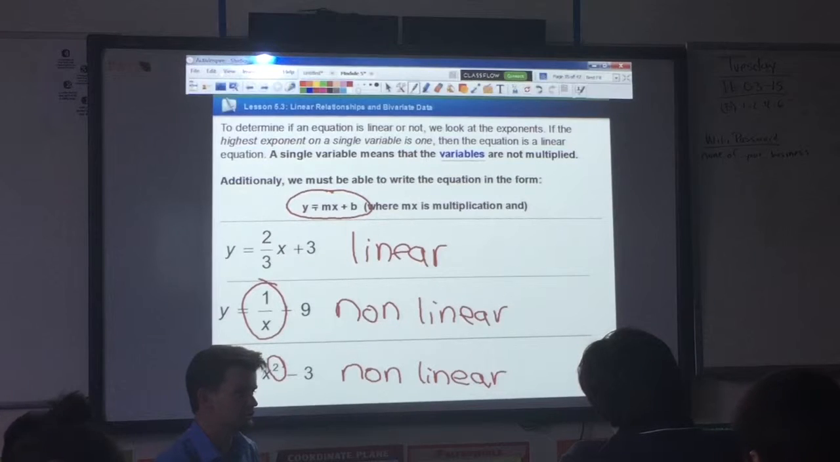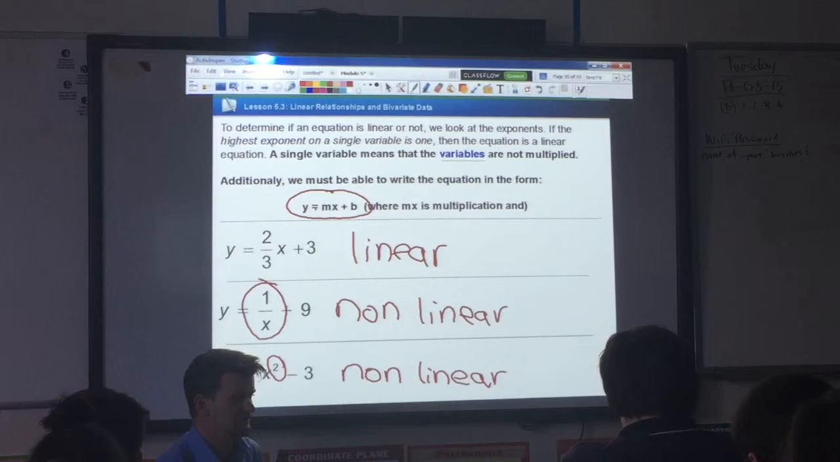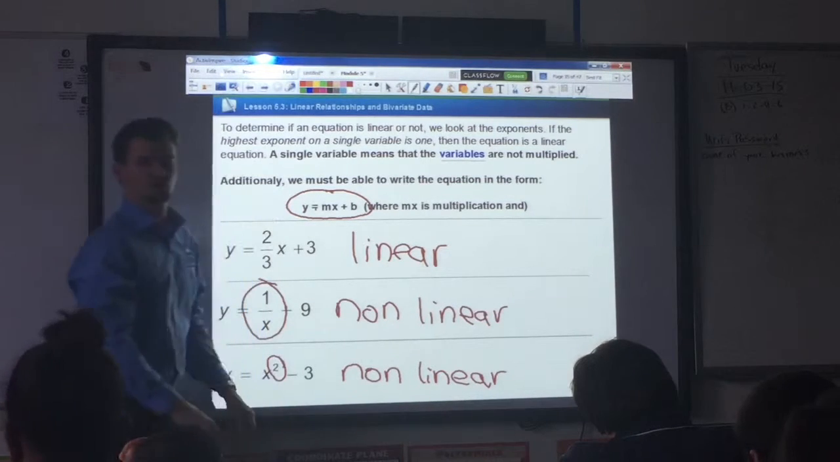Pretty simple. It's pretty straightforward. Just something I want you guys to be able to see. Even though it's not in the book, I want you to see all three sides of a linear relationship. Let's try a couple more.